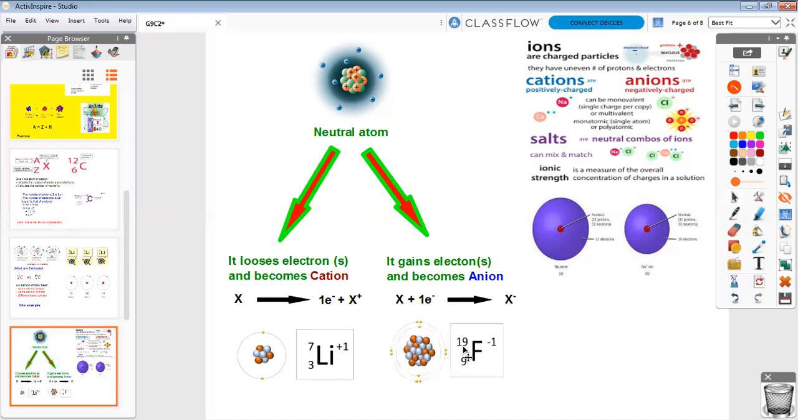This fluoride atom gains one electron to become a negatively charged ion, or anion. The ions could be anion and cation. Look at the difference between the ion and the atom. This is the chlorine atom. The ion is bigger than the atom because it gains an electron and becomes negatively charged.